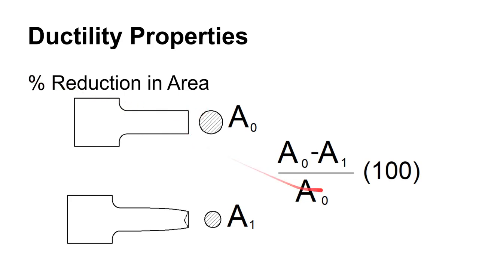Okay, which is a very similar formula, except here we have the original area first. So we measure the cross-sectional area before we run the test. That's going to be a larger number. And then we subtract from that the area after the test and divide by the original area, multiply that by 100, and that will give us our percent reduction in area.